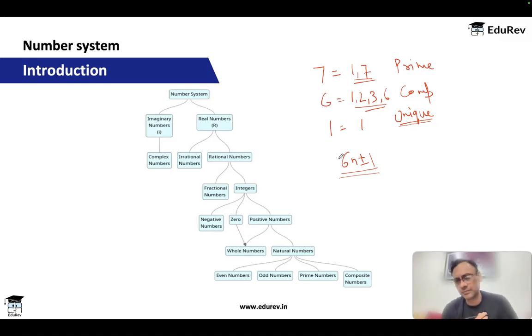How do you check whether a number is prime or not? There is no real formula for that. What you will have to do is take an approximate square root of the number. Let's say I give you a number 300. Now for 300, you will have to take an approximate square root. What do I mean by approximate square root? Take the closest integer.